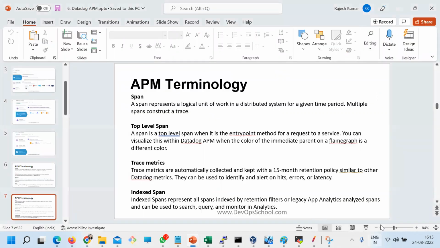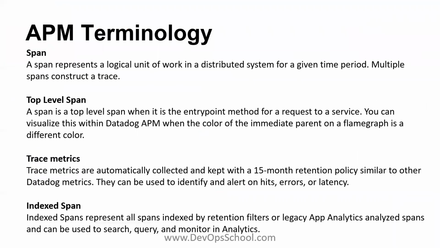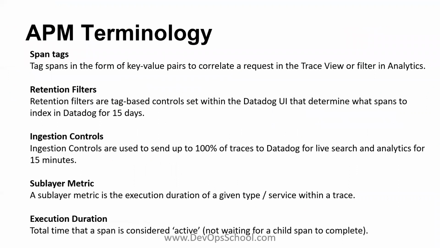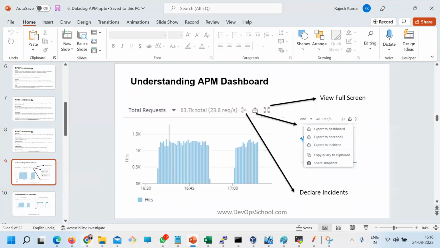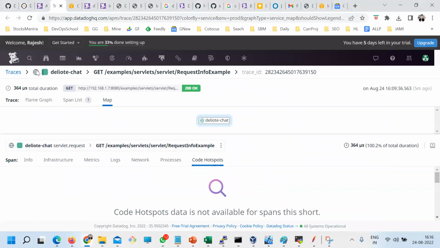Okay. So yeah, indexed span is also part of this. Span tag: you can tag it, retention filter, ingestion control, sublayer, and execution duration. These are the things you have to understand. I'm skipping it now and focusing more on the dashboard. So let's go to the dashboard, which is here.